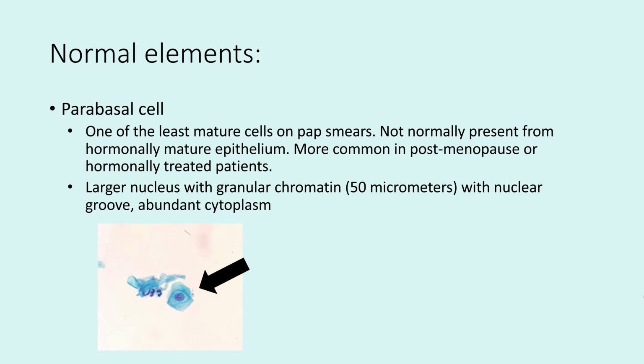They tend to be present on most PAPs, so they're there as a nice ruler for you. The parabasal cell is the final squamous cell. It would be all the way at the bottom. It would be the least mature, not normally present from hormonally mature epithelium, more common in postmenopausal or hormonally treated patients. And it has a large nucleus with granular chromatin. It's larger than that intermediate cell at 50 micrometers with nuclear groove and abundant cytoplasm.